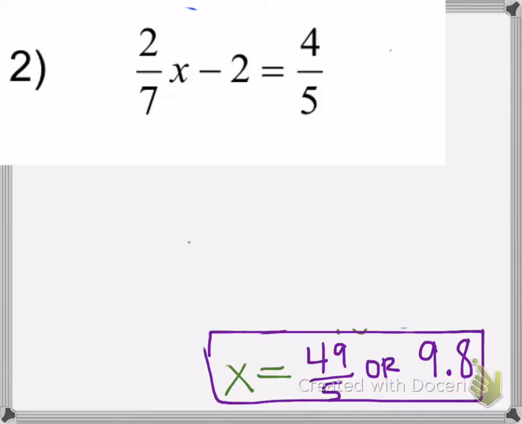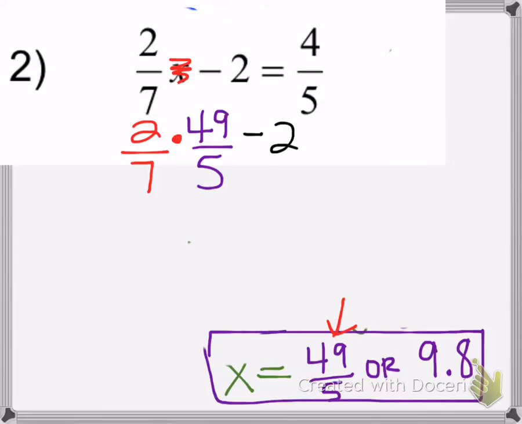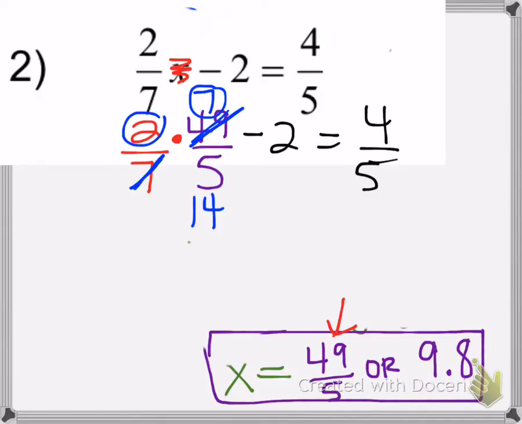Remember, the nice thing about equations is that we could always check our answers. So if I go back to the original problem and I take the x out and I put our answer we got here, a number next to an x means multiply. So if we multiply here, the 7 goes into 49 7 times. And then we would have 2 times 7 is 14. And then 1 times 5 is 5. And then we'd have 14 fifths minus 2.